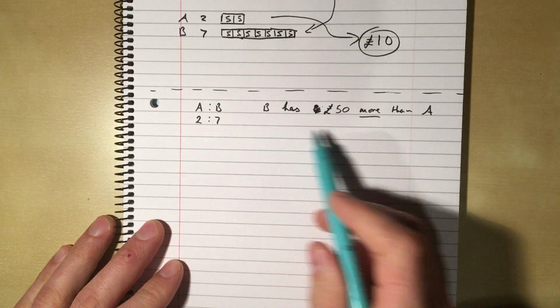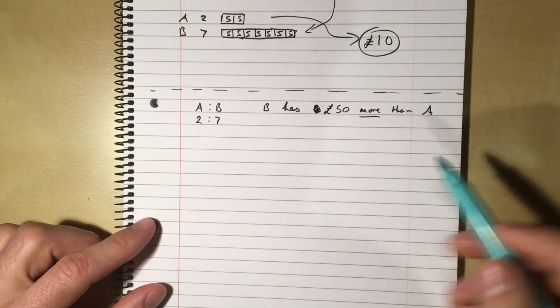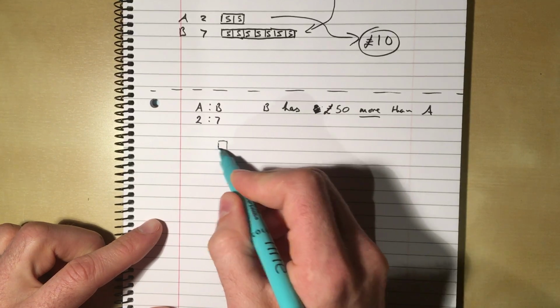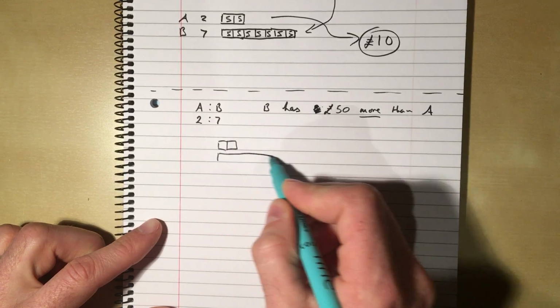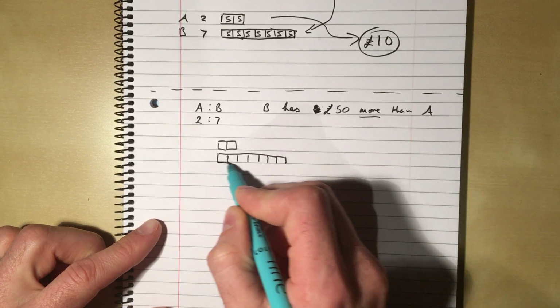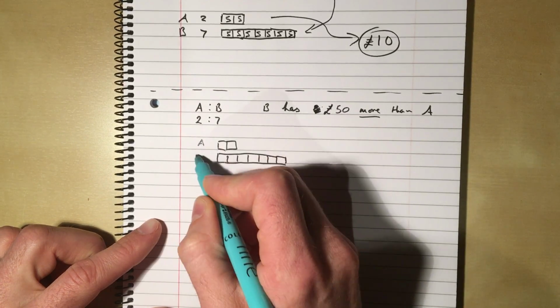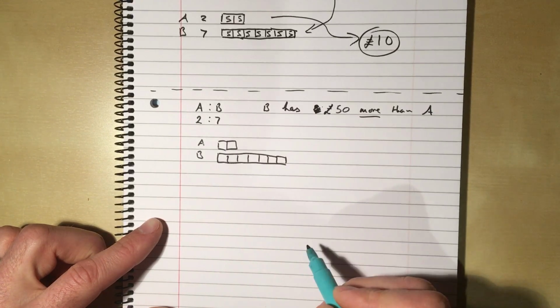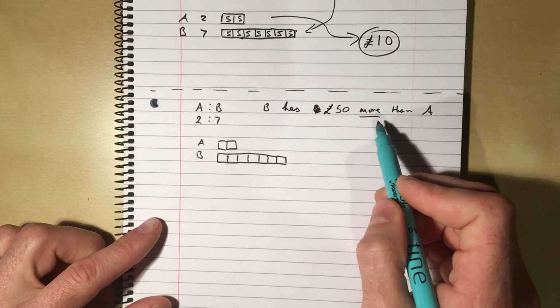The other of the sort of 3 variants of this question you can have is this. We have the same ratio, 2 for A, 1, 2, 3, 4, 5, 6, 7 for B. There's A, there's B, 2 shares for A, 7 shares for B. B has £50 more than A.